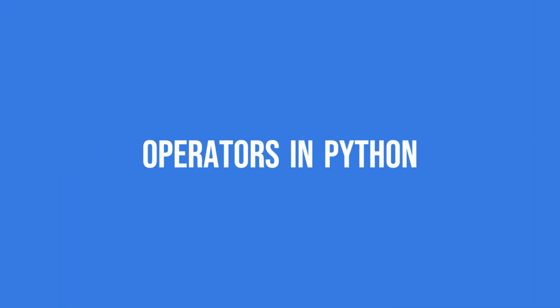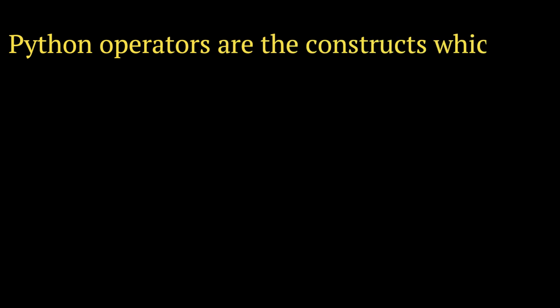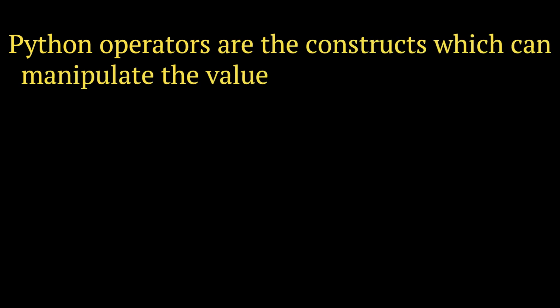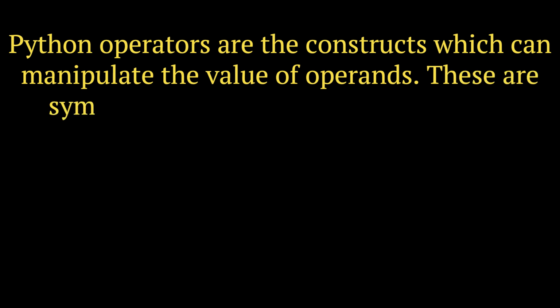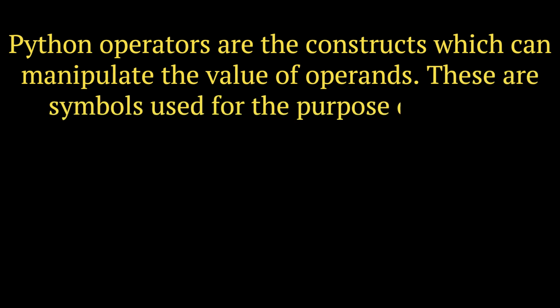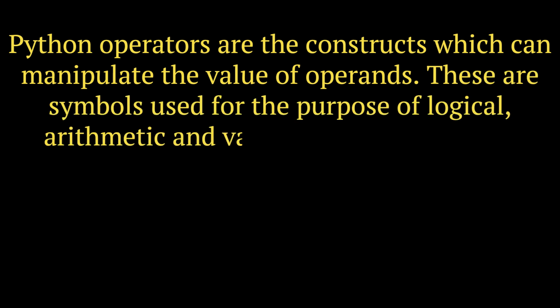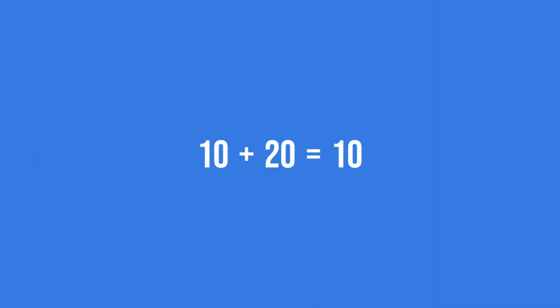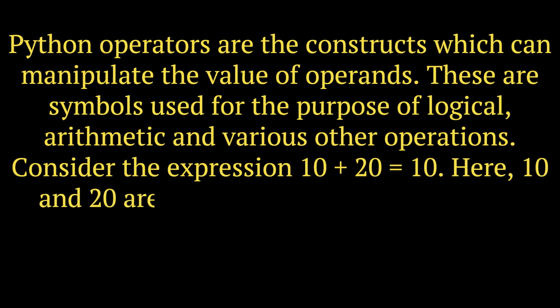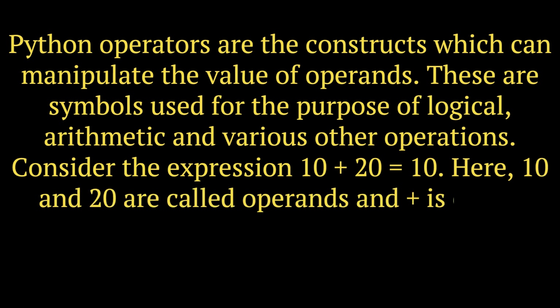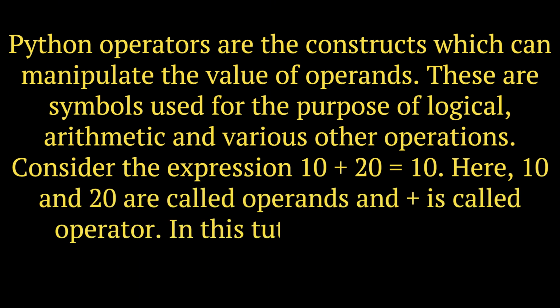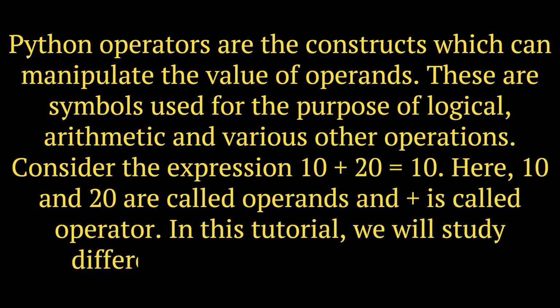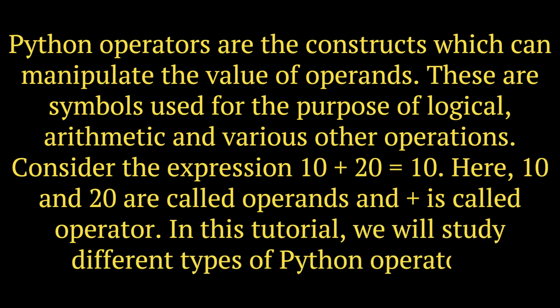Operators in Python. Python operators are the constructs which can manipulate the value of operands. These are symbols used for the purpose of logical, arithmetic and various other operations. Consider the expression 10 plus 20 is equal to 30. Here, 10 and 20 are called operands and plus is called the operator. In this tutorial, we will study different types of Python operators.